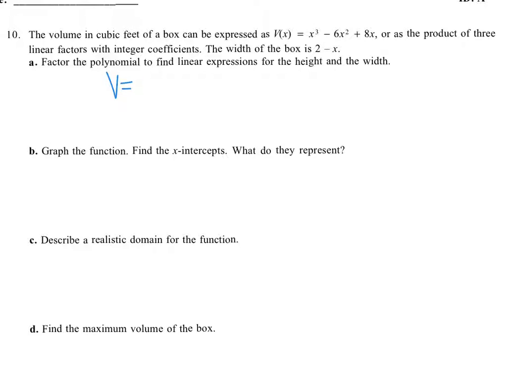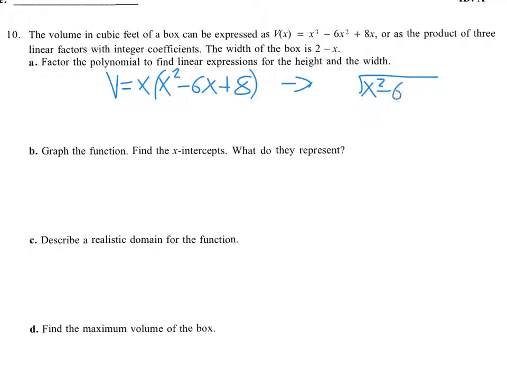But I'm going to go back to what we have here and write this as x times (x squared minus 6x plus 8). It tells us the width of the box is 2 minus x, which really means that we're dividing this by 2 minus x to get that. So we could do this using long division.